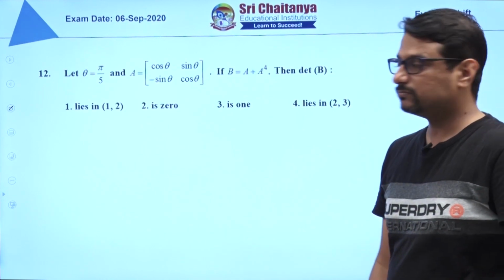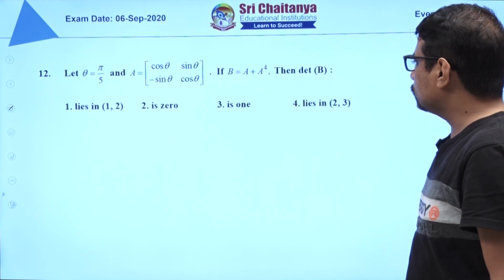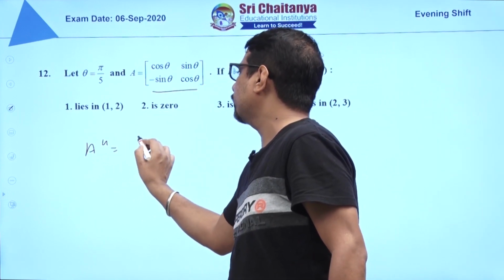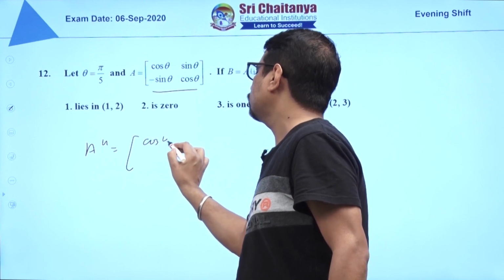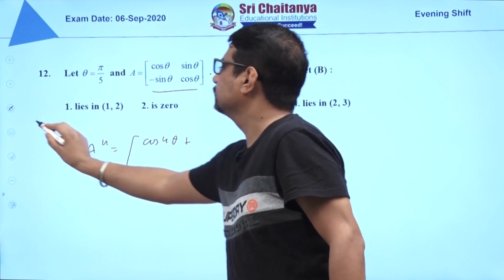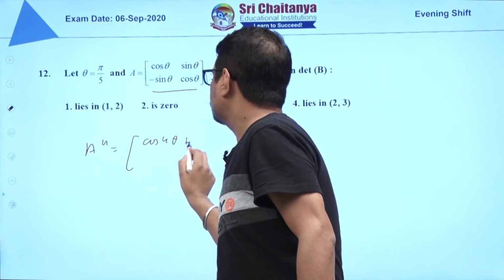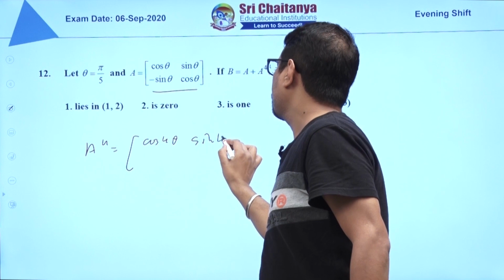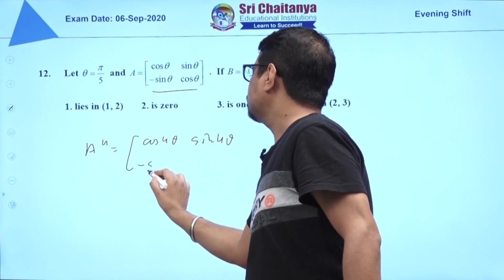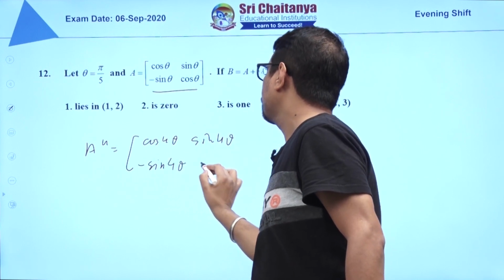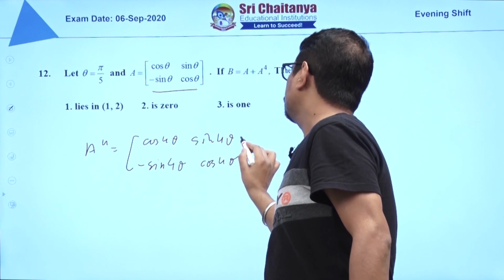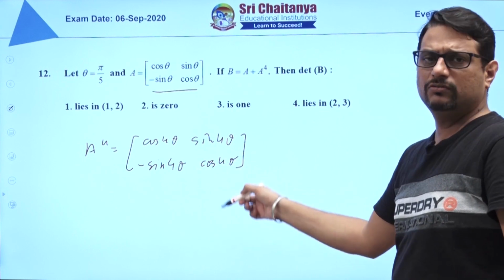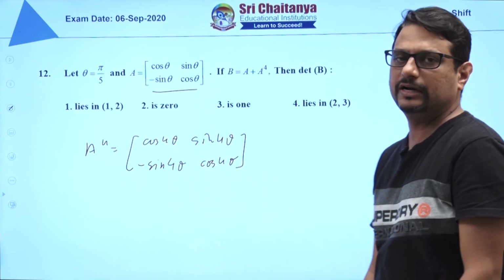Next question. A matrix based question, here well known term A. Here A power 4 directly you can write as cos 4 theta, sin 4 theta, minus sin 4 theta, cos 4 theta. So this is A power 4. This is very well known form. If you want, you can multiply 4 times and you will get this result.